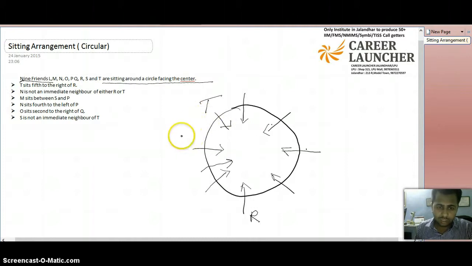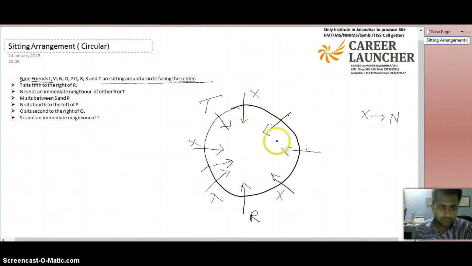So N would not sit along with T or along with R. So what does this cross mean? This cross means these are not the places for N, right? So N can sit here, N can sit here, N can sit here. These are the 3 places left for N.